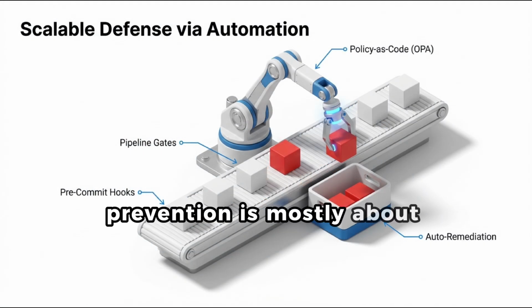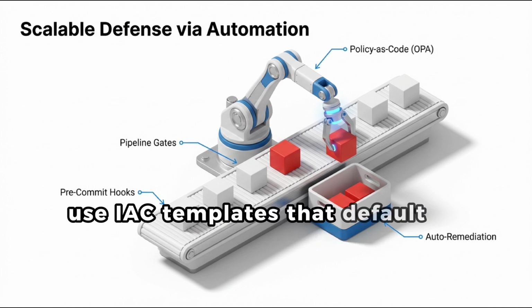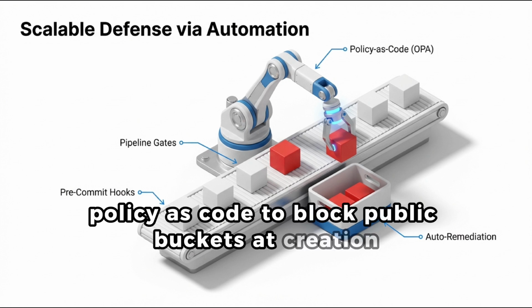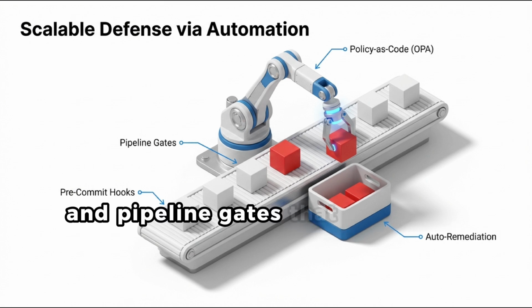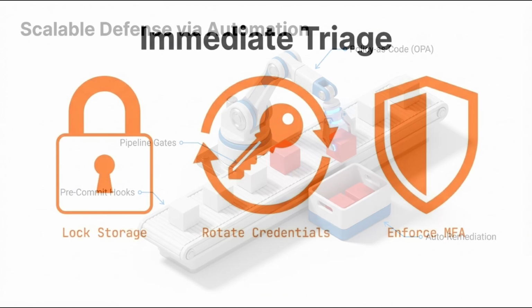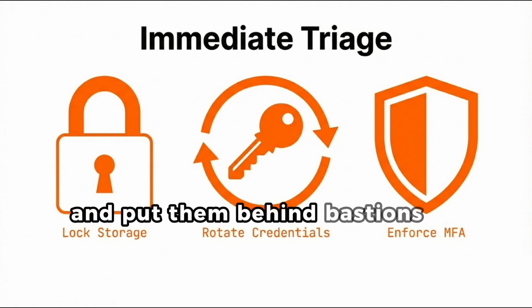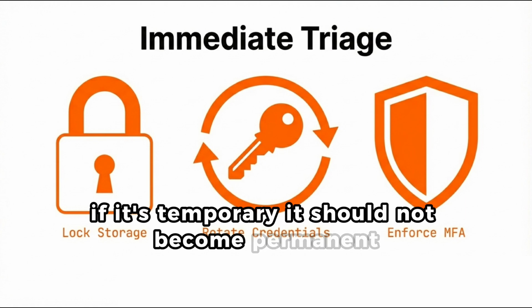Prevention is mostly about automation and defaults. Use IaC templates that default to deny, policy as code to block public buckets at creation, pre-merge hooks to catch secrets, and pipeline gates that stop risky deployments. For management interfaces, require MFA and put them behind bastions or private endpoints. For ephemeral environments, use automated teardown policies. If it's temporary, it should not become permanent.